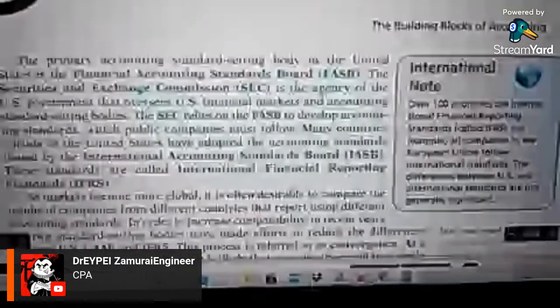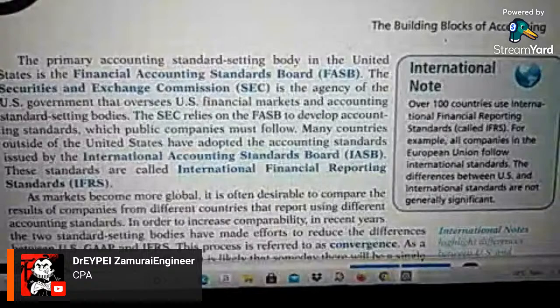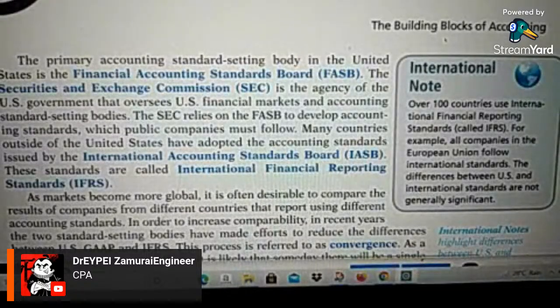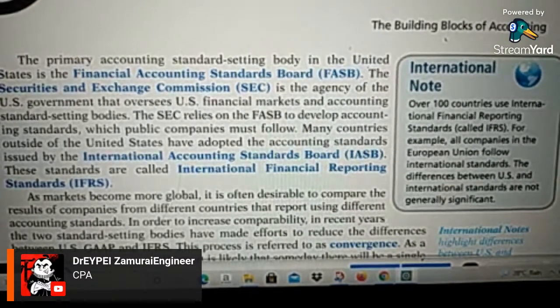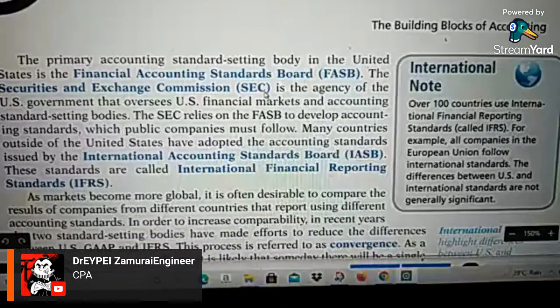The primary accounting standard setting body in the United States is FASB, Financial Accounting Standards Board. Okay? The Securities and Exchange Commission is the agency of the government that oversees U.S. financial market and accounting standard setting bodies. Okay? So, meron din tayong mga ganyan sa Pilipinas. Iba nga lang yung mga pangalan. Pero itong SEC, pareho yung pangalan. Meron rin tayong ganito sa Pilipinas. The same name, we have Securities Exchange Commission in the Philippines.